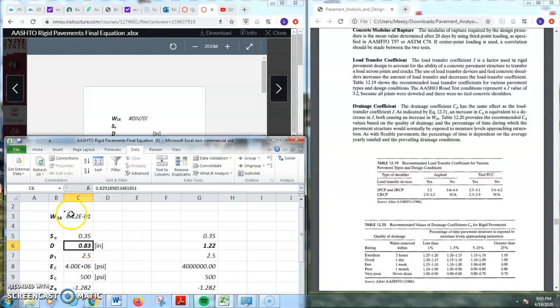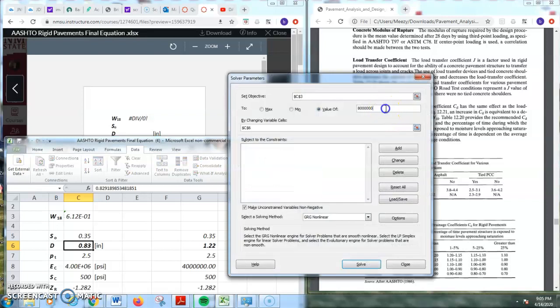This goes to 0.83 inches. Why is that not going to 8 million? That should be going to 8 million. By changing this cell, you should get this cell C3.